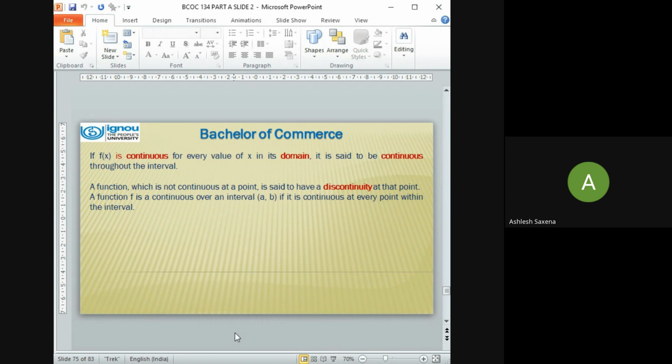If f(x) is continuous for every value of x in its domain, it is said to be continuous throughout the interval. And a function which is not continuous at a point is said to have a discontinuity at that point. A function f is continuous over an interval (a, b) if it is continuous at every point within the interval, that means between a and b.